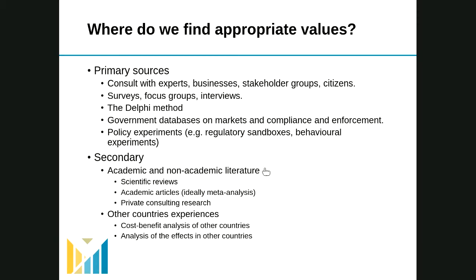So I see I'm running out of time, so I'll try to be quick. But I would say another thing is, of course, we always have secondary resources. We can always look at the academic and non-academic literature to help inform our cost-benefit analysis. And of course, we can always look at other countries' experiences. So a lot of countries have similar regulations, and some of them have already done a cost-benefit analysis. So why not look at their results and then think about how that will actually apply in our own country? And we can even look at how a regulation has performed in another country to understand how it would perform in our own.